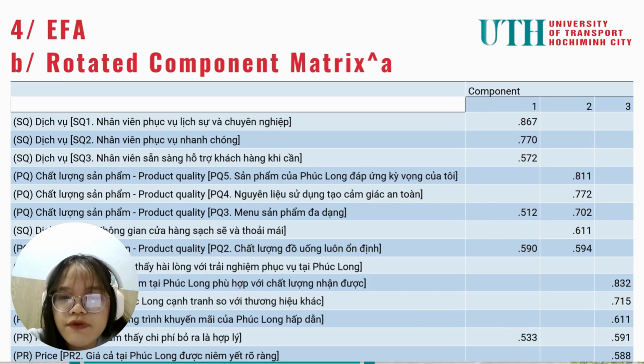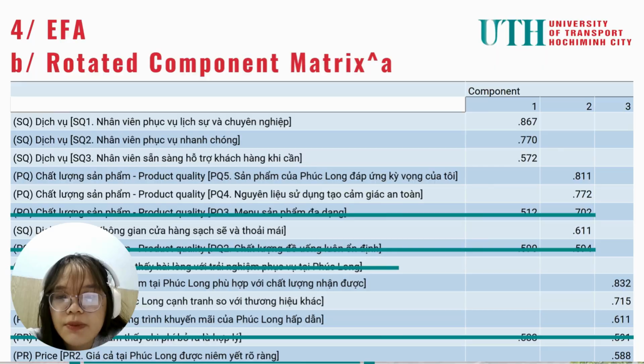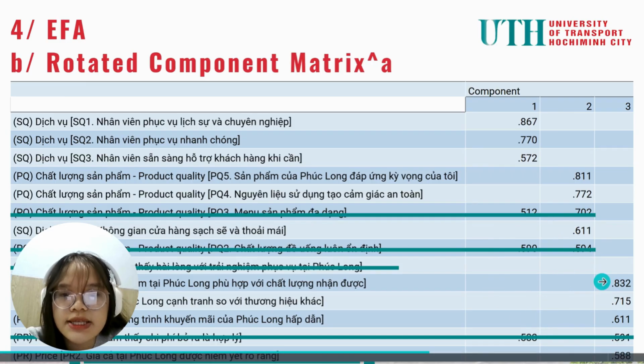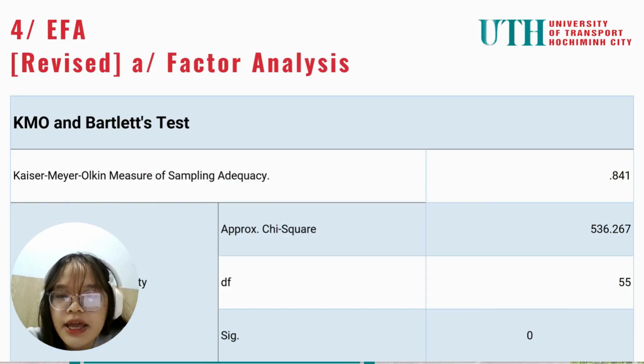To improve the clarity of the factor structure, the items were removed step by step. PQ2 and PQ3 were removed because they showed strong cross-loading between component 1 and component 2. PR4 was also removed because it loaded on more than one component, and the difference between its two loadings was too small. After removing these items, I conducted the EFA again using the remaining variables.